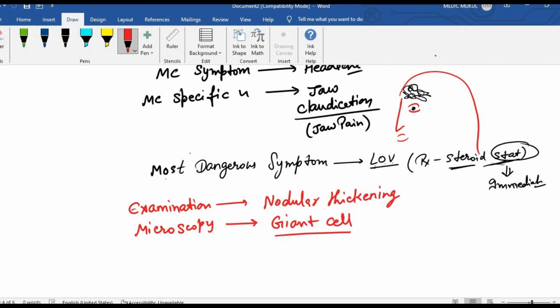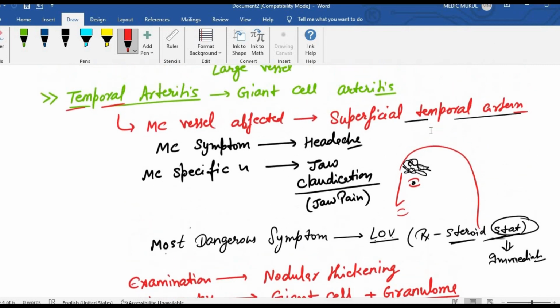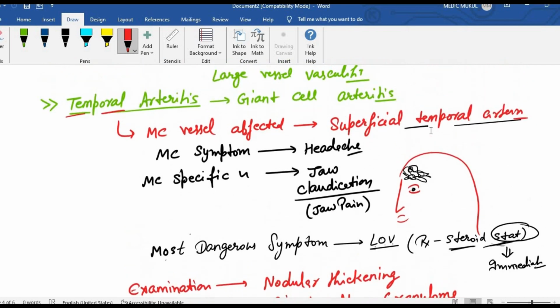See, we have giant cell plus we have the granuloma. The giant cell plus granuloma we will be able to see on microscopy. The granuloma, we know, is a macrophage combination. So there will be a big type of granule formation. Okay, so remember these things about the temporal arteritis.